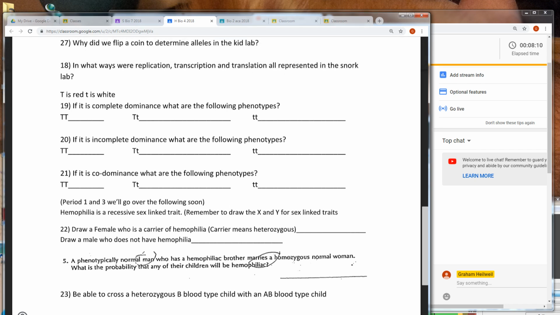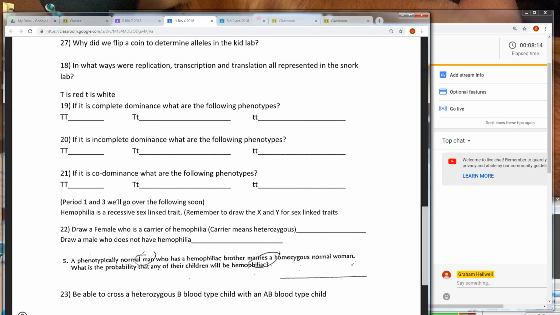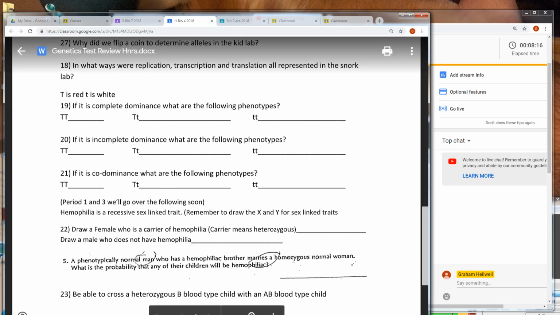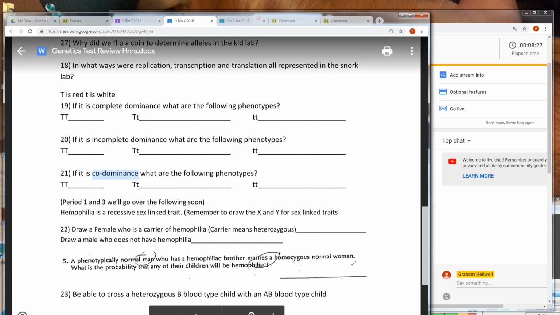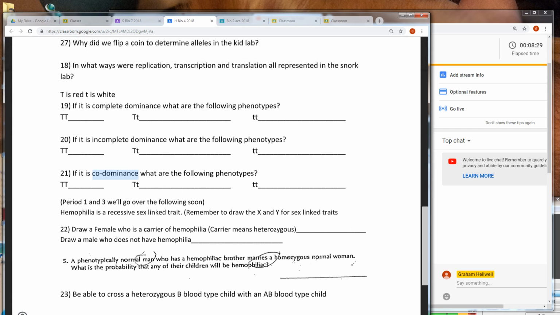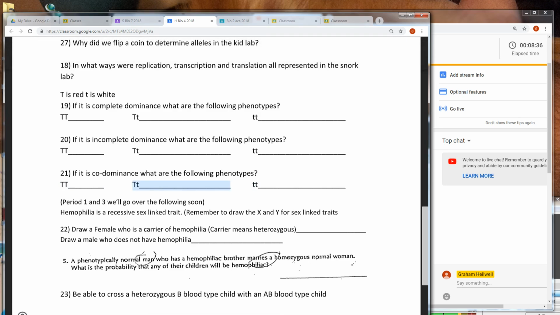Red, white. Incomplete dominance means neither is going to show up when it's heterozygous. So it's still red here, still red, still white, but over here neither shows up, neither red nor white. So you get pink, for example. Codominance means they both show up, they cooperate, they cohabitate. This is still red, this is still white, but here they both show up, red and white.